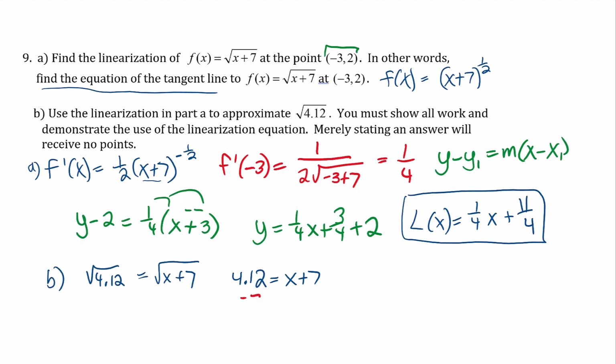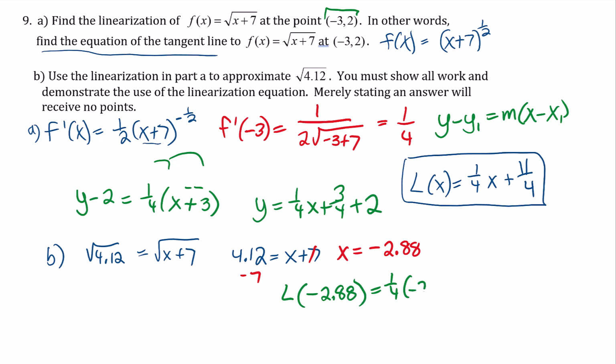Well, let's just subtract the 7 from this side, and x would need to be -2.88. And we will put in -2.88 and then plus 11/4. So we're going to go ahead and get an approximation here, putting that in the calculator. And to 2 decimal places, we get 2.03.